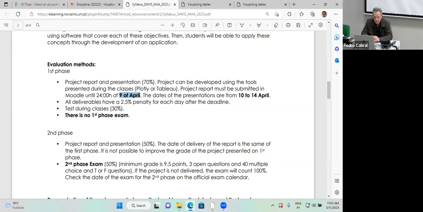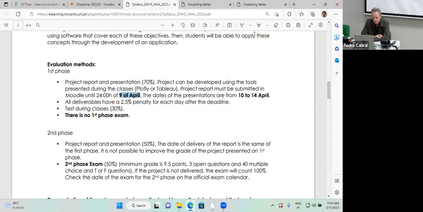So the idea is not to create 20 or 30 charts, complicated charts. The idea is to create a product that matches the questions you have identified as important to communicate your message. Okay? If you have any question, let me know. Okay?